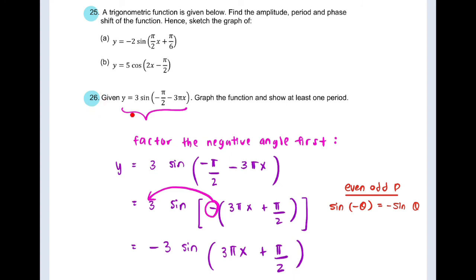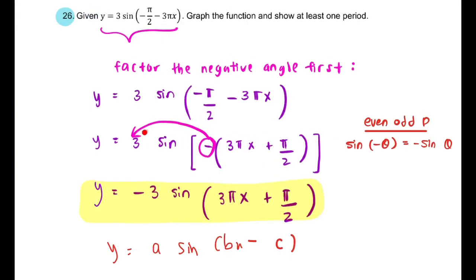Number 26 is a bit difficult. y is equal to 3 sine in bracket negative pi over 2 minus 3 pi x. Be careful, we don't want a negative b. What we should do is factorize out minus inside the bracket. When we factor out minus, make sure you put x in front, so that later on we can compare with our general equation of graph. What we should do with this negative is open it up using the even-odd property. Sine negative theta is negative sine theta, so just take this negative outside using the odd property.